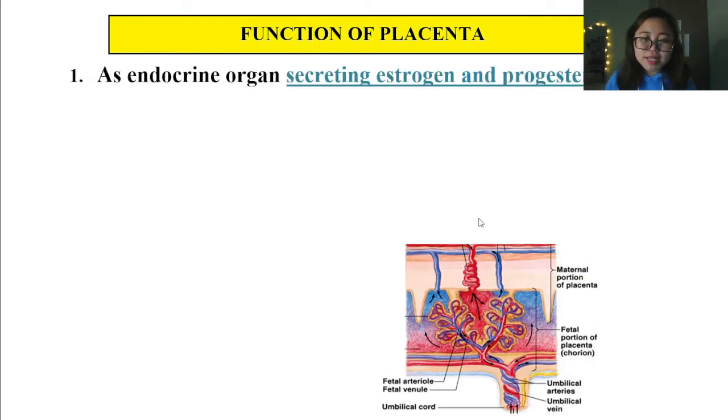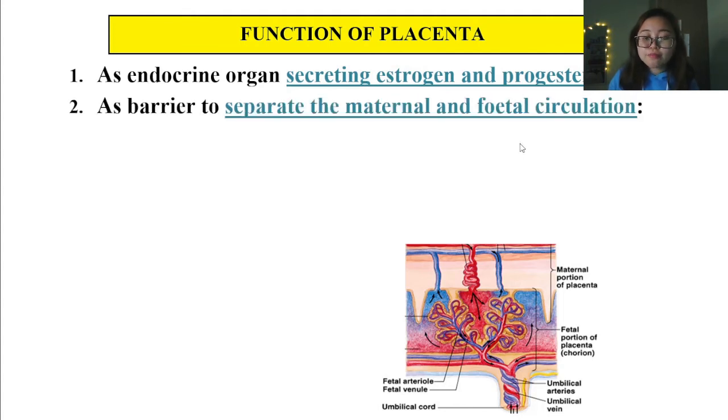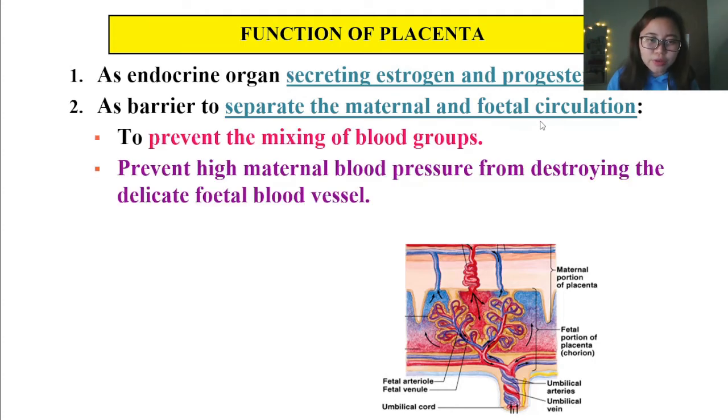The function of placenta is as an endocrine organ, which is an organ that produces hormones, secreting estrogen and progesterone. Placenta also acts as a barrier to separate the maternal and fetal circulation. Dia berfungsi untuk memisahkan pengaliran darah antara ibu dengan anak. Why is it necessary to have this barrier?